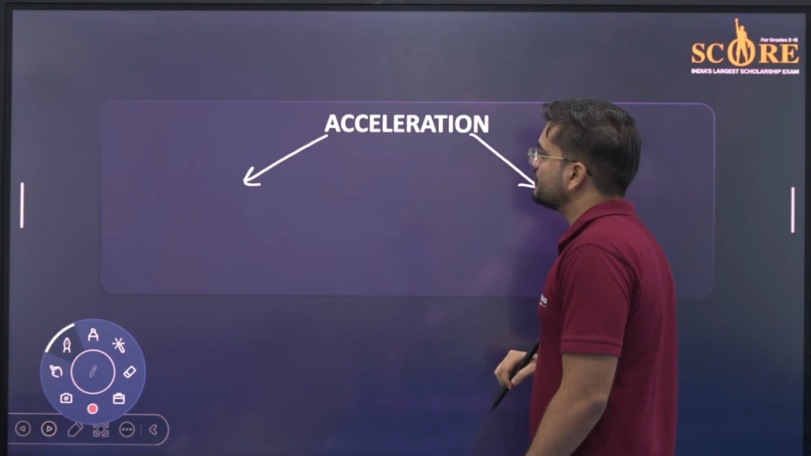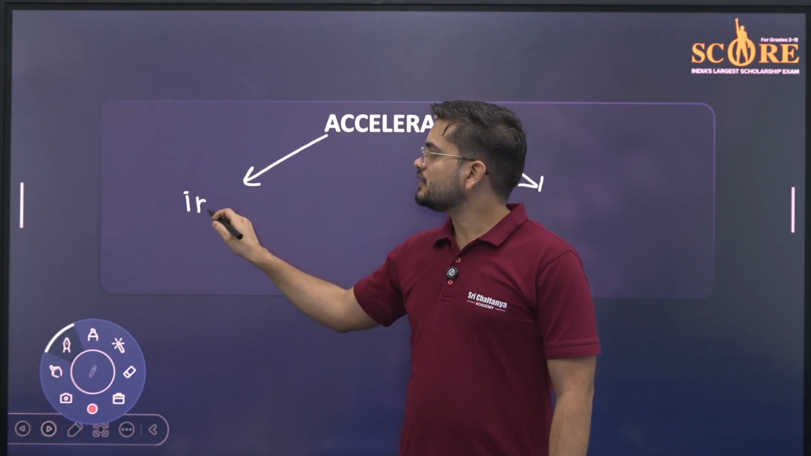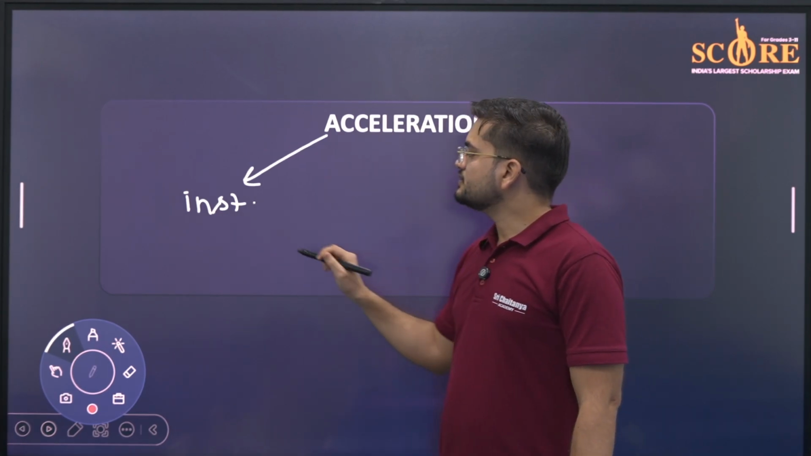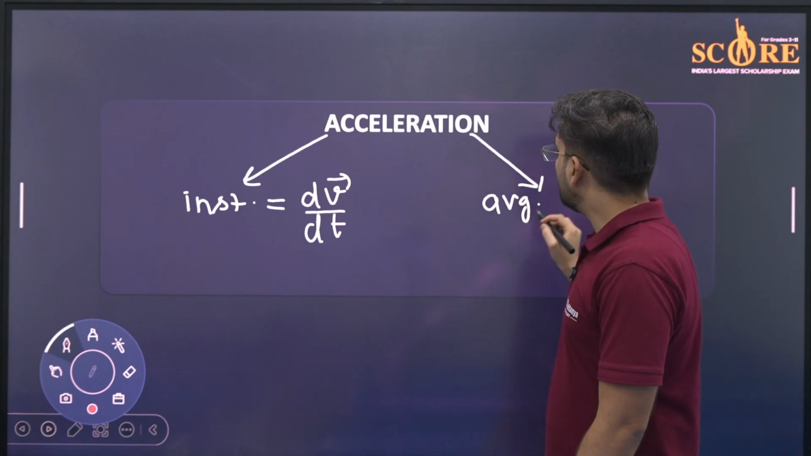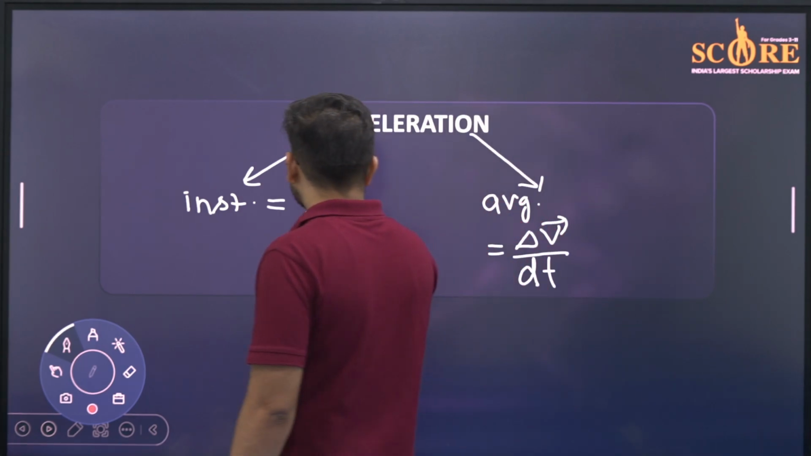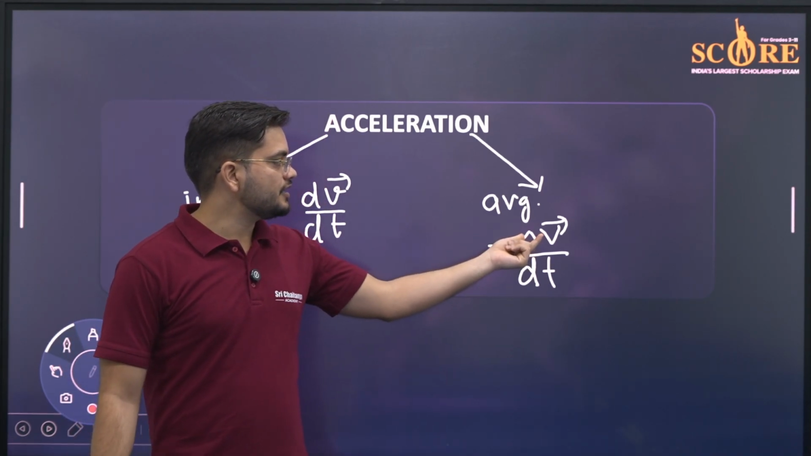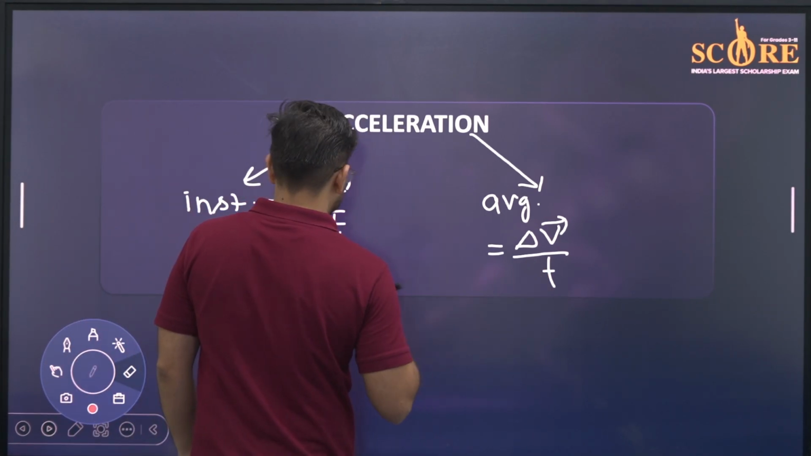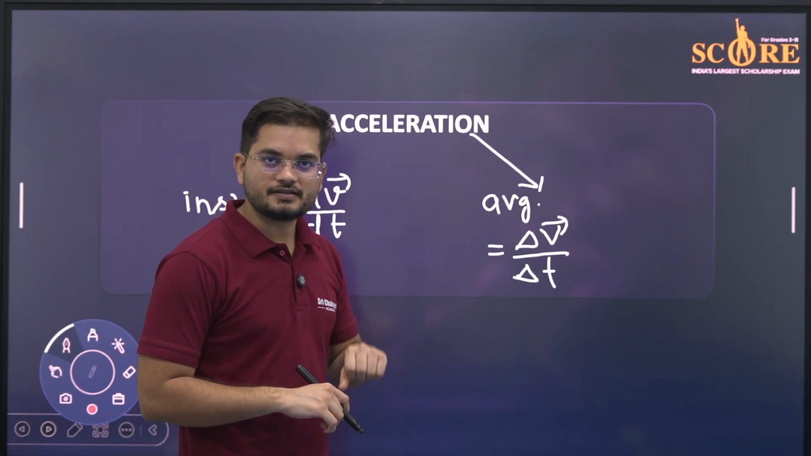Based on time interval we can also categorize acceleration into two parts. One is instantaneous and another is average. Instantaneous acceleration is dv vector by dt and average acceleration is delta v by delta t. Differentiation of velocity with respect to time is known as instantaneous acceleration. Change in velocity vector divided by delta t is known as average acceleration.